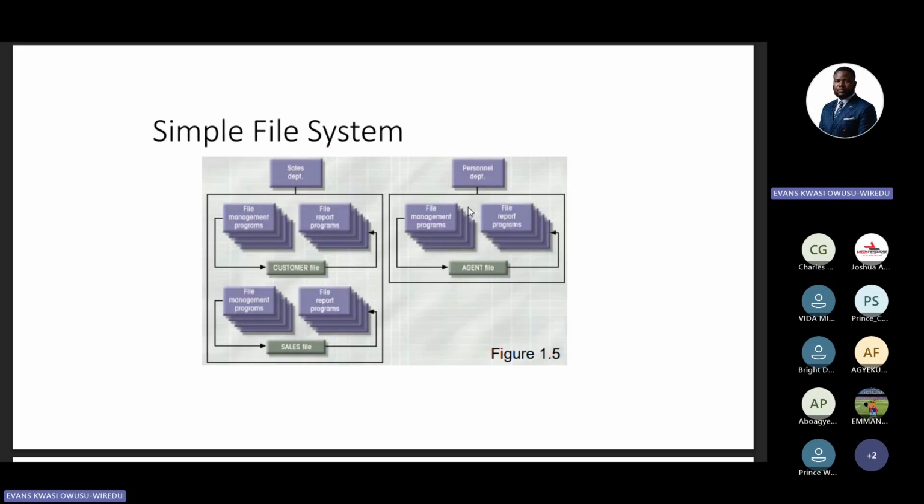So the simple file system where, as I was saying, the sales department, you can see over here, and then the personnel department, as you can see, so let's just replace it with the HR department. All right. So under the sales department, you have a file management program, and then you also have file report programs. All has to do with the customer. And then you also have sales file.